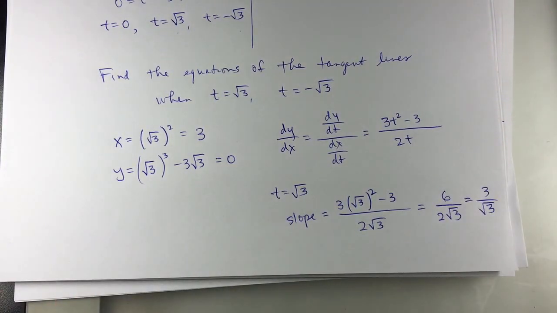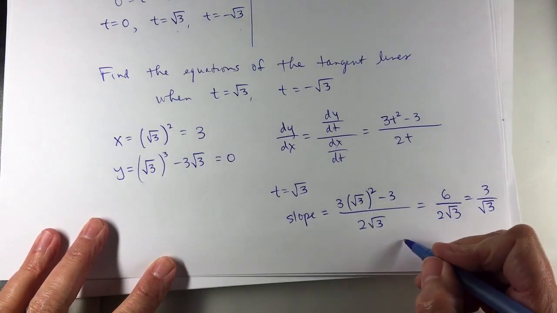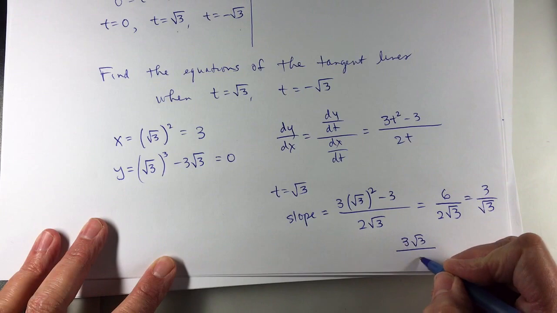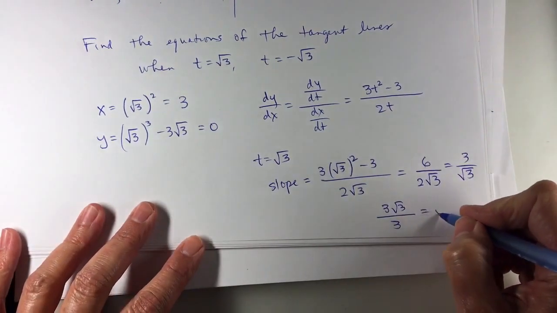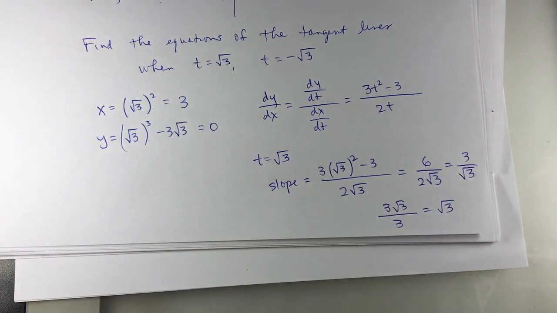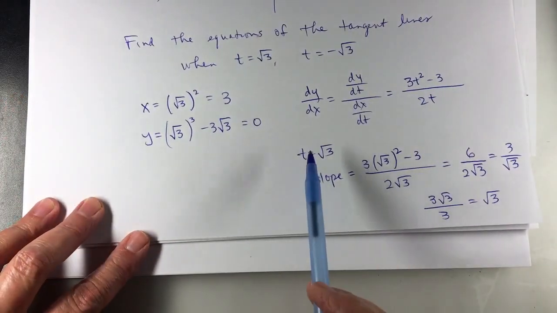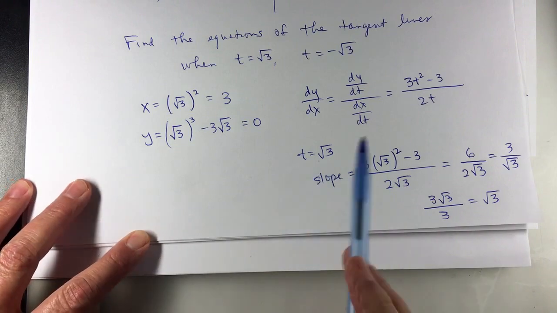I'm not really a fan of rationalizing, but I think we should this time. Because if I rationalize, it's 3 times the square root of 3 over the square root of 3 times the square root of 3. It's just the square root of 3. So there's my slope. So one of the tangent lines, this is for t is the square root of 3.